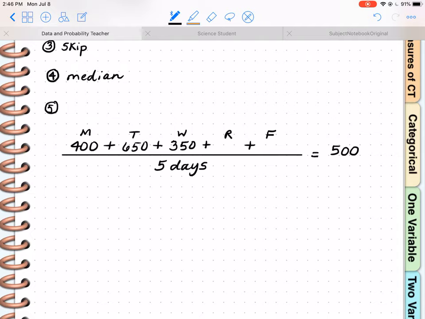And remember, they want us to count Thursday and Friday. So there are 2 days here that we need to count. And I'll tell you what, I'm going to do it just like this. I think this is easier to see. The 2 days that are Thursday and Friday. Okay. So let's do a little simplifying. We're going to add 400, 650, and 350. Use your calculator. That's 1,400 plus those 2 days.